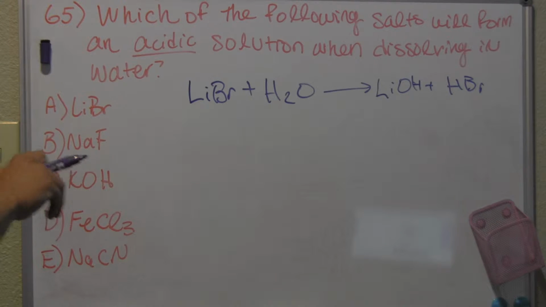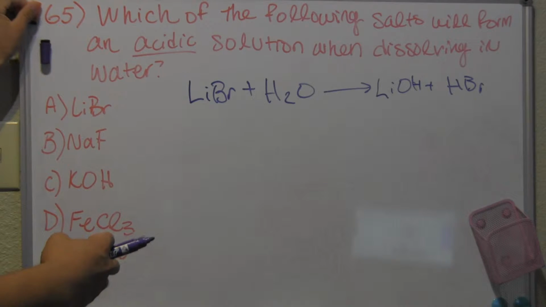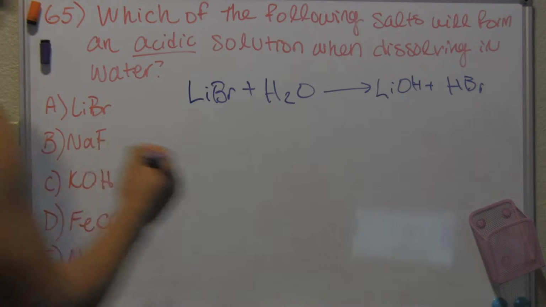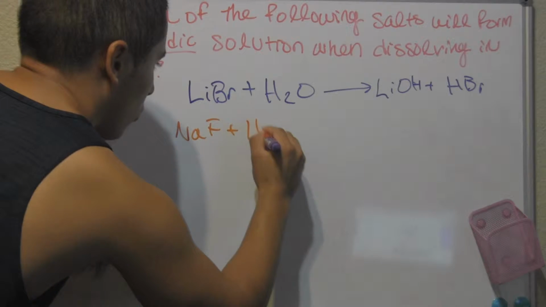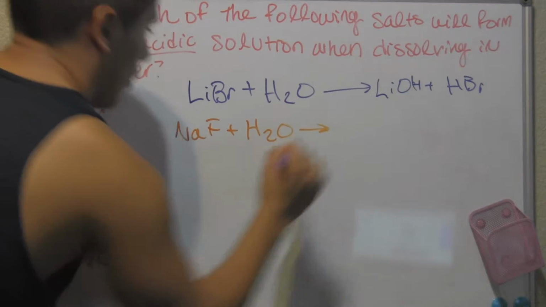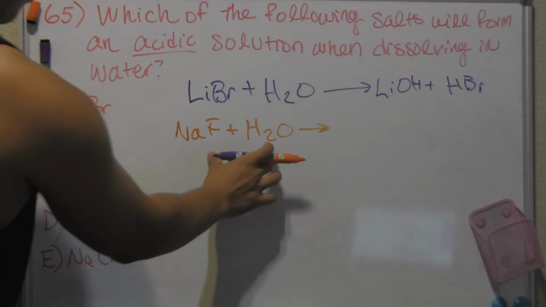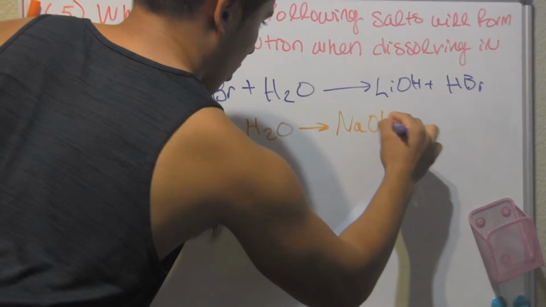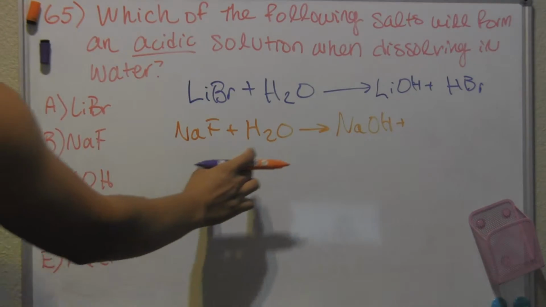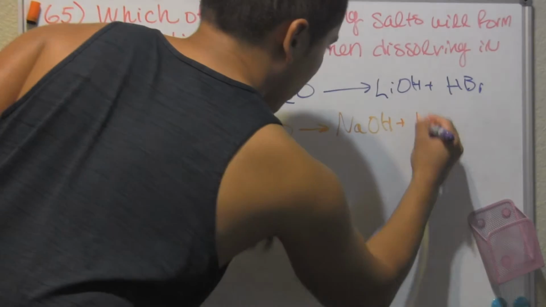All right. So let's write the next reaction, which is sodium fluoride. So sodium fluoride will react with water to produce sodium hydroxide and hydrofluoric acid.